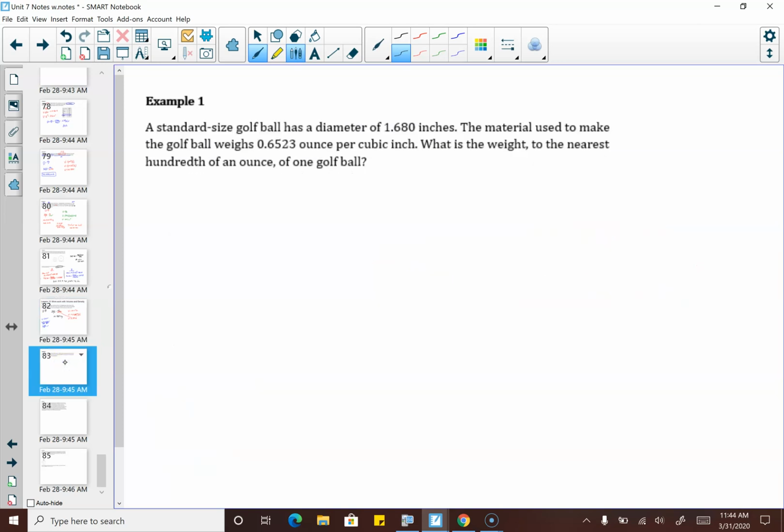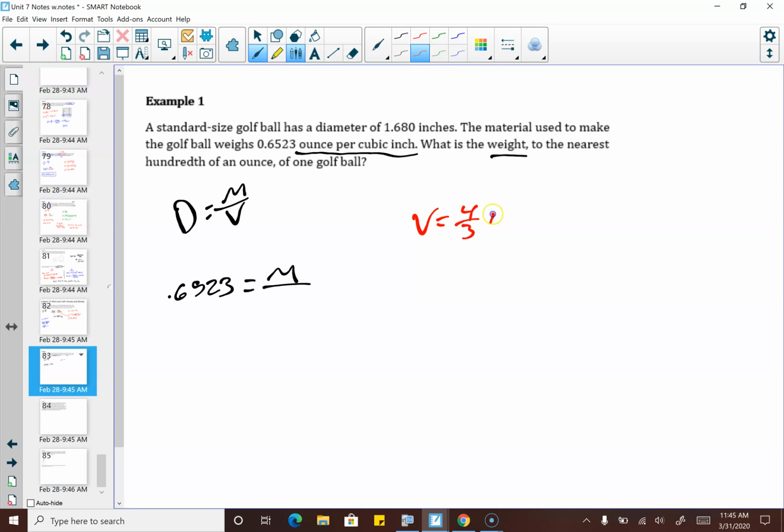In example 1, a standard size golf ball has a diameter of 1.680 inches. The material used to make the golf ball weighs 0.6523 ounces per cubic inch. So whenever you have a weight per cubic something, and then they want to know what the weight is, that is a density question. So that weight per cubic inch is going to be our density. We are looking for the mass, and then they obviously want us to find the volume here. Well, a golf ball is a sphere, so 4/3 pi r cubed.